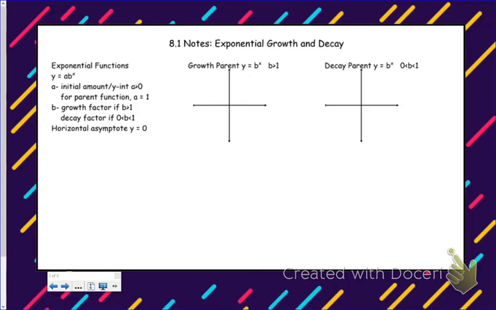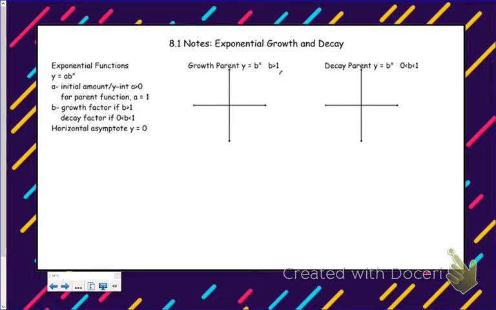So the parent function is what we're going to look at first. Again, the parent function is when a is 1, so our parent function is just going to look like the base raised to the x power. What's interesting about this function is that it's going to have a different shape depending on what that base is. If that base is greater than 1, then this graph is going to show growth. The reason for that is just some of the points that this graph will go through.